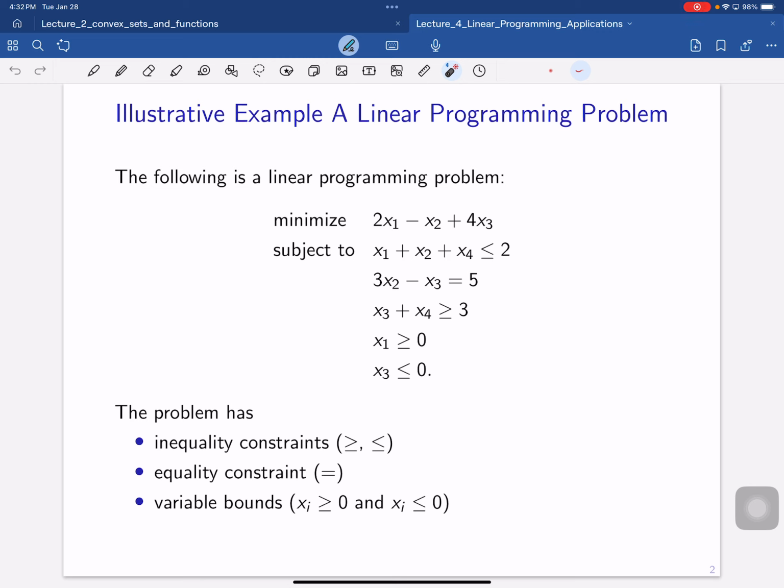Okay, so here is a linear program where you have 4 variables, x1, x2, x3, and x4. The objective is a linear function of the variables. And then you can have linear constraints, right? So you can have less than or equal to constraints, equal to constraints, or greater than or equal to constraints, or some non-negative constraints on some of the variables. Yeah, so this is an illustrative example of what a linear programming problem is.